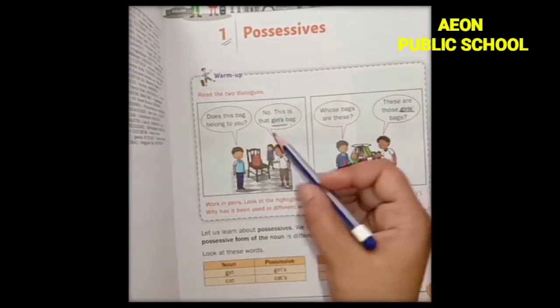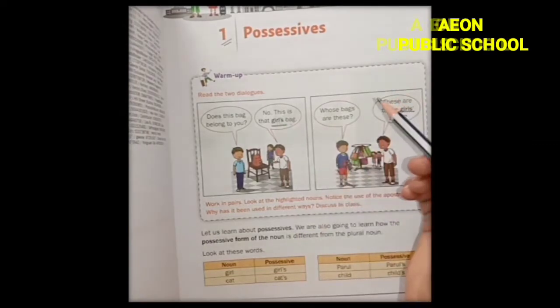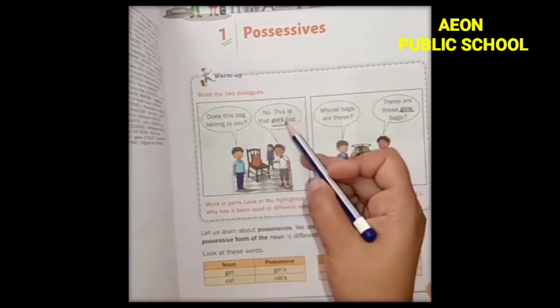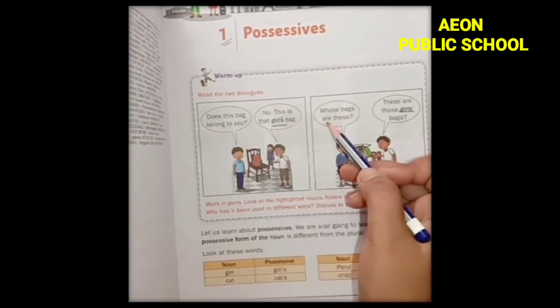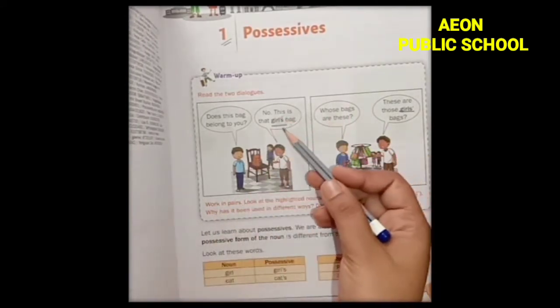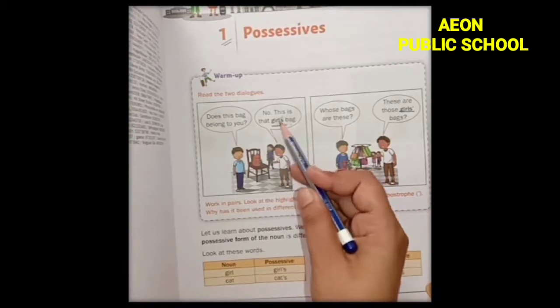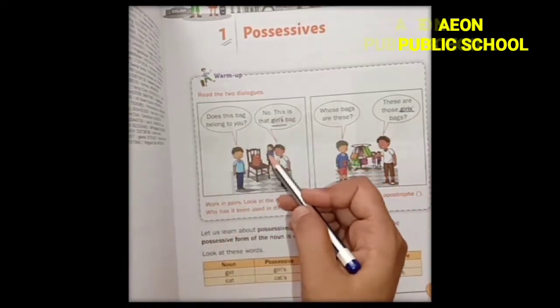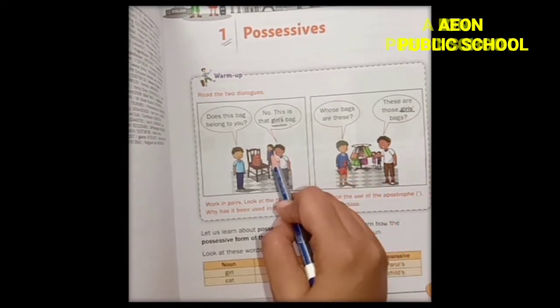Students, you can see that highlighted part, and it is the noun. And notice the use of that apostrophe. So, what is possessive? That apostrophe means girl's bag, means the bag belongs to this girl.